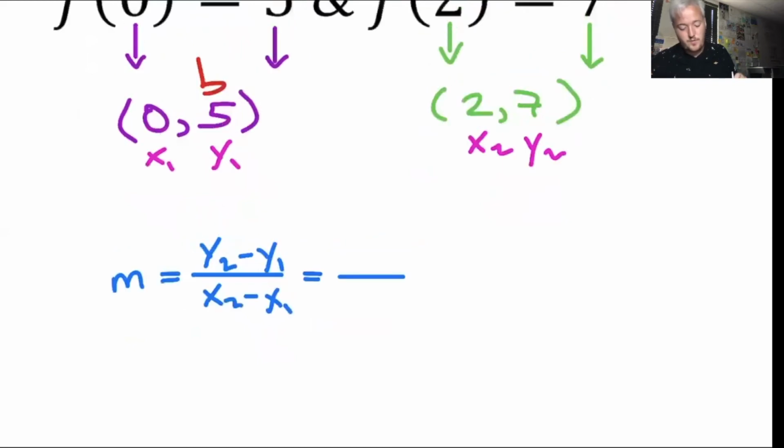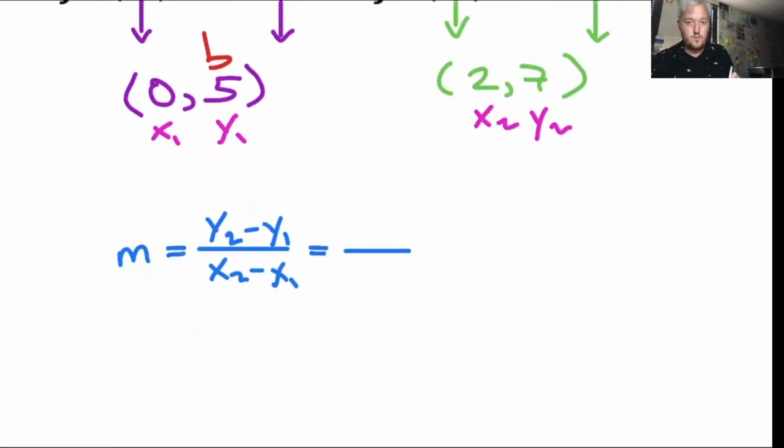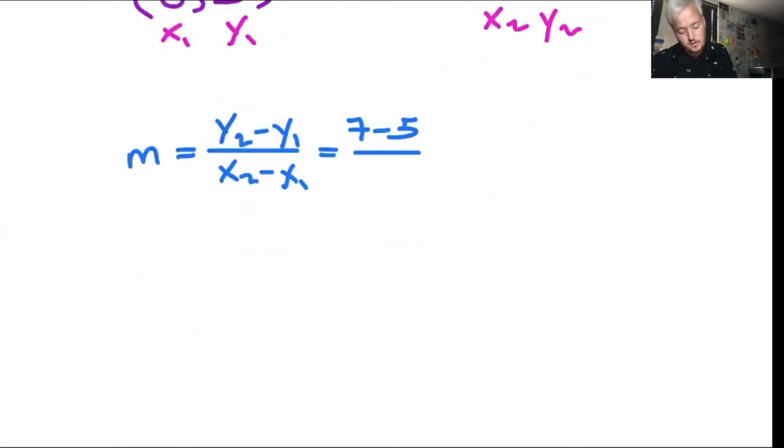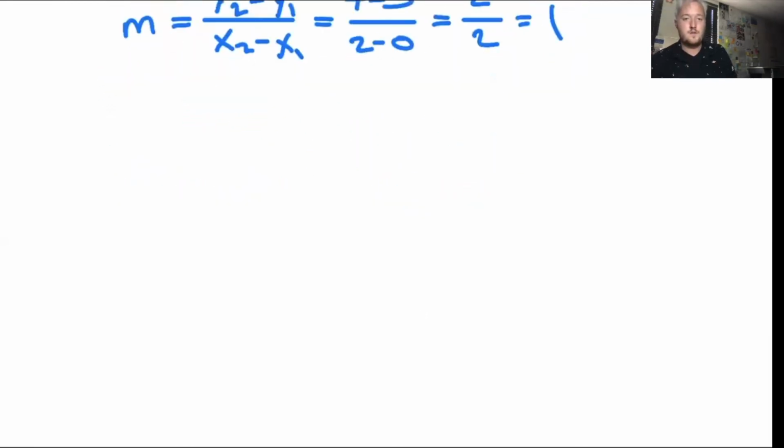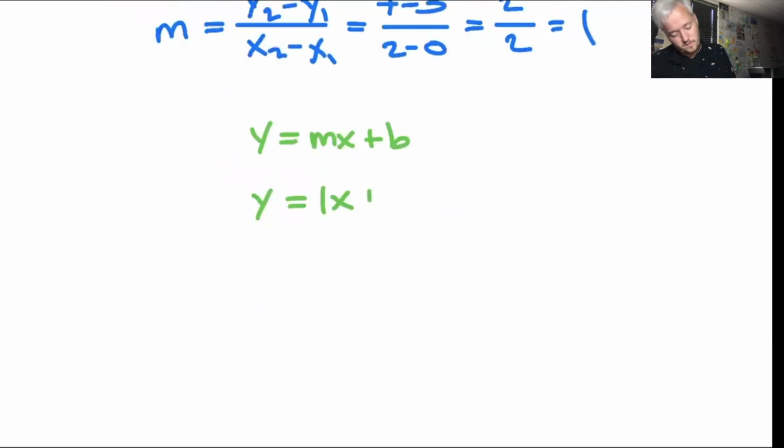All right, so for the y values, I'm going to do y2 minus y1, so 7 minus 5. And then x2 minus x1, which is 2 minus 0. So 7 minus 5 gives me 2, 2 minus 0 gives me 2, which simplifies to 1. So what that means for my equation is I have y equals mx plus b. So y equals 1x, and then my b value of 5.